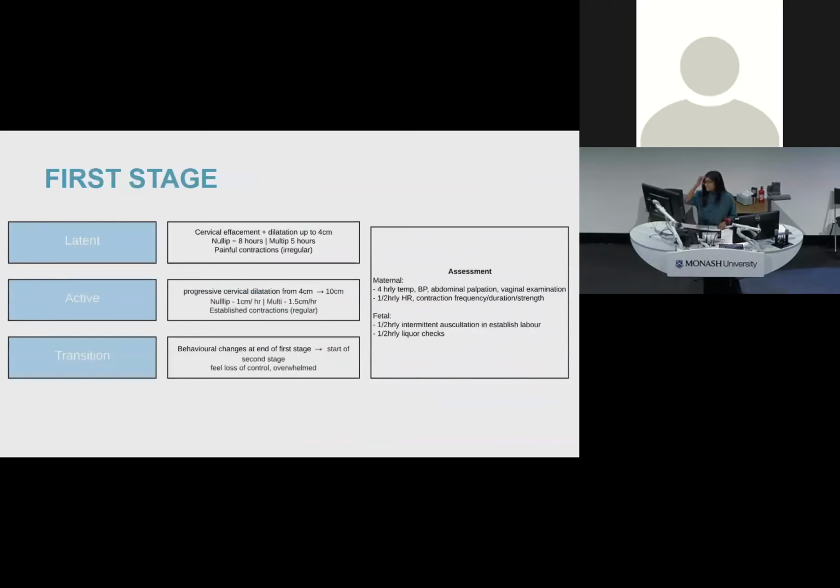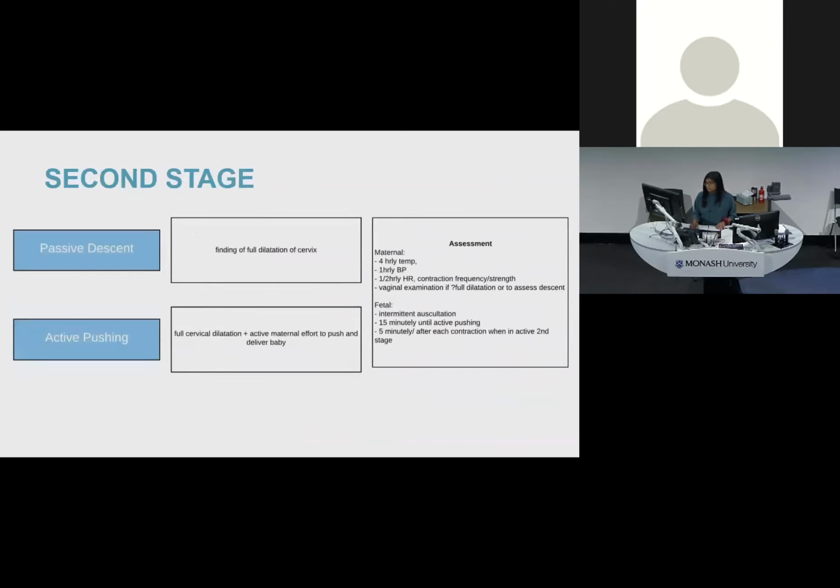So in nulliparas, you expect the dilatation to occur 1 centimetre an hour, and in multips, you expect it to be 1.5 centimetres an hour. And then the transition phase is just a stage that marks the end of the first stage to the start of the second stage, and these are just behavioural changes that happen. So mum might feel loss of control and overwhelmed, and you just need to reassure them at this stage. So on the right, I've just put assessments that are done during this time, and it's just important for you to know.